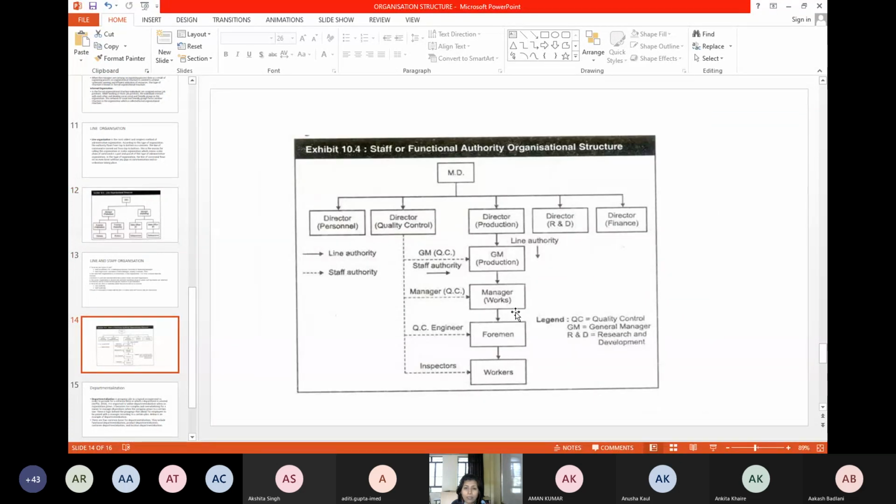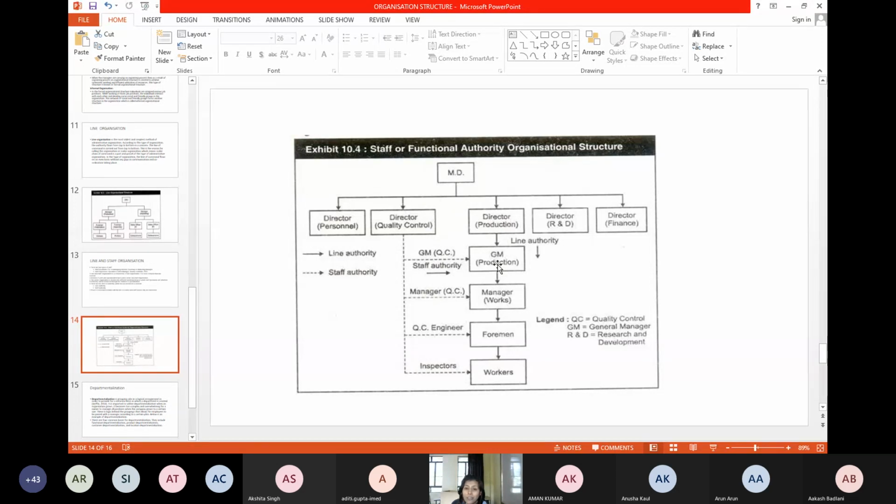So here is also one more example of that. You can just see this. Here what you see is the MD of the organization having various directors. This director of production has GM production under him, then manager works under him, foreman, workers. So this is the line organization that you see: workers reporting to foreman, foreman reporting to manager works, manager works reporting to GM production, and so on.